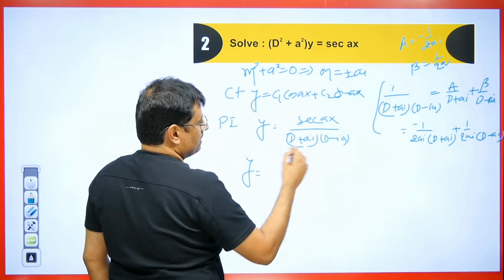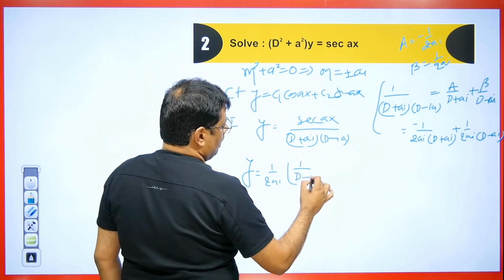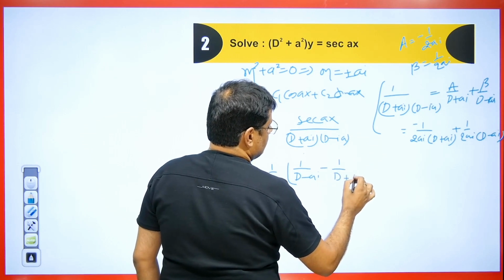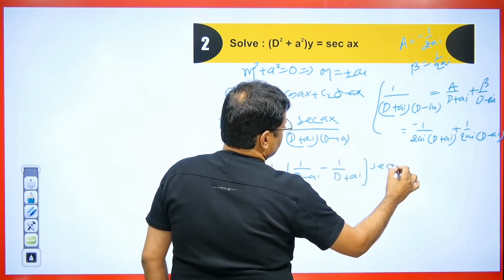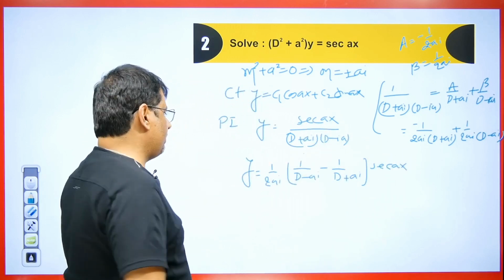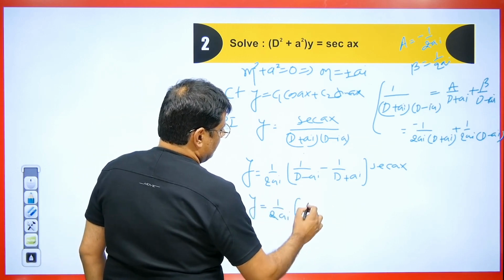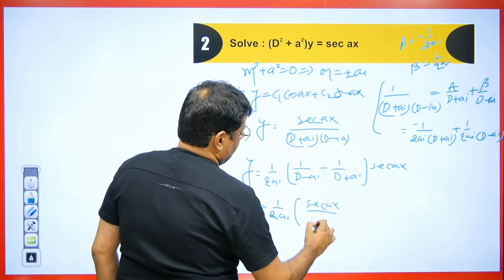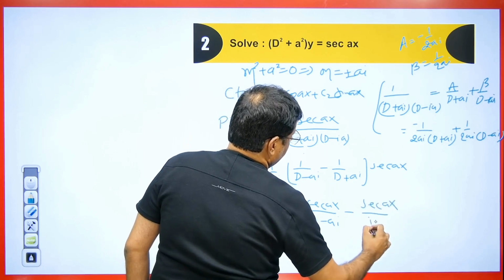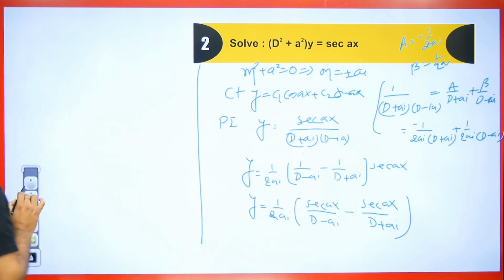In this particular expression, I will take 1 upon 2a iota as common. And the positive one is written ahead, and this will be written after that, minus 1 upon d plus a iota. I'll write sec ax here in the expression. I just used partial fractions and added sec ax at the end. We'll multiply sec ax inside. So consequently, we will get y is equal to 1 upon 2a iota, and further in the expression, we will get sec ax upon d minus a iota minus sec ax upon d plus a iota, right? Now we will deal with this. I'll change the color a bit so that you can understand clearly.